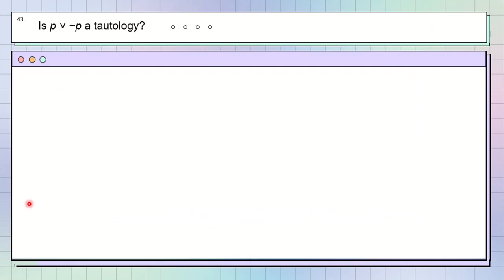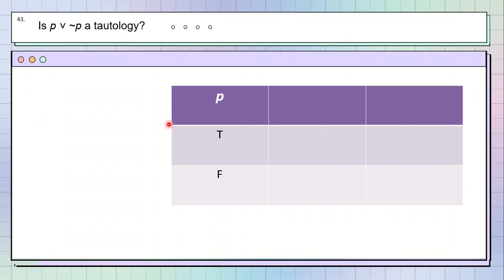So we have here the example. Let us find if P or not P is a tautology. In the proposition P, the values we have here are true and false. To find the second column, the negation of P, we will negate the value of the proposition P. Negation means the opposite. So the opposite of true is false, and the opposite of false is true.